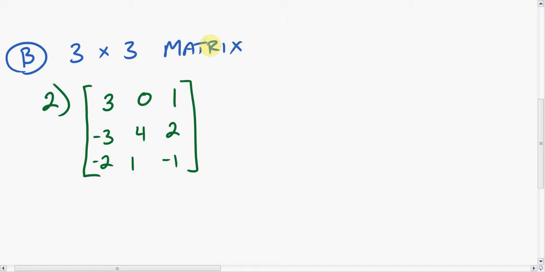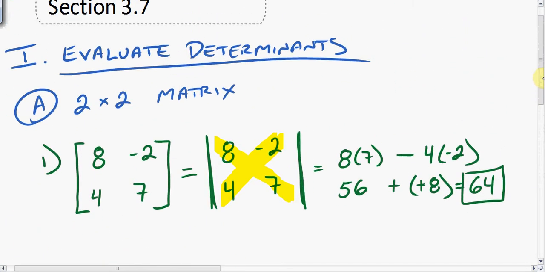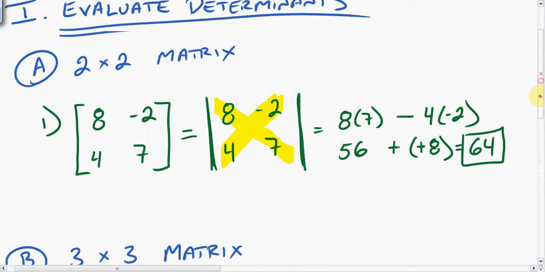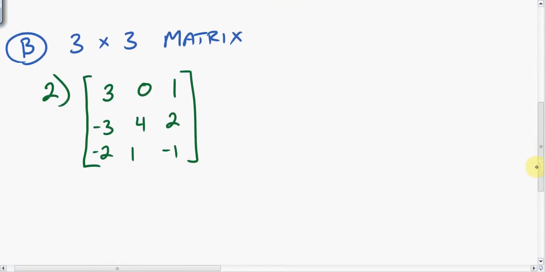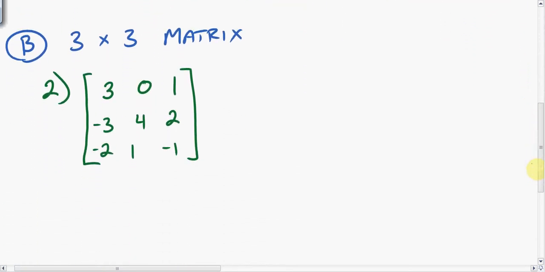This is section 3.7 part 2, where we are going to now evaluate the determinant of a 3 by 3 matrix. So we did 2 by 2 previously. Alright, so we're still evaluating determinants, so we're going to end up with one number. Alright, let's see what it is. 3 by 3 matrices. Doing this by hand is a little bit more involved than a 2 by 2. So, first step is the same.